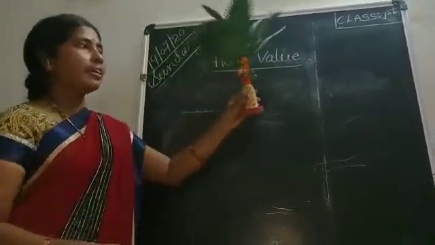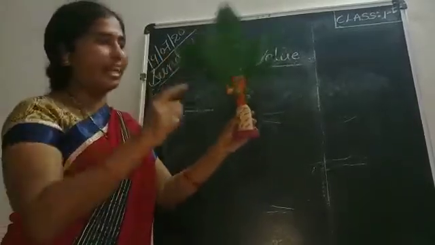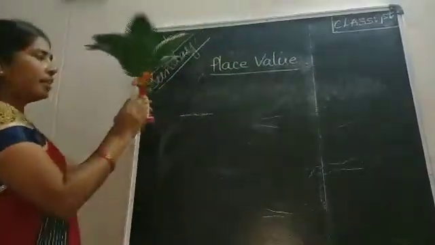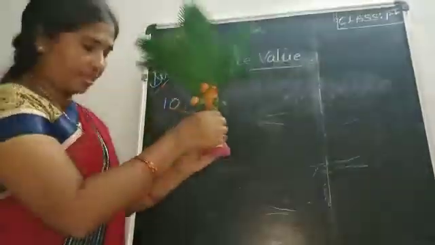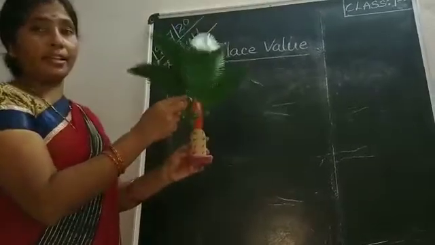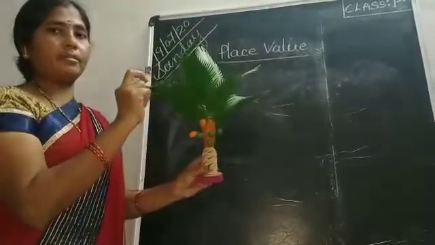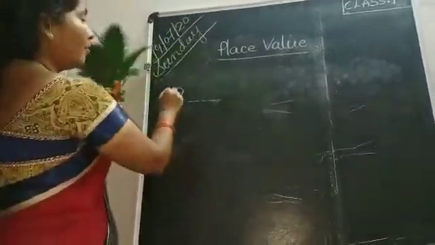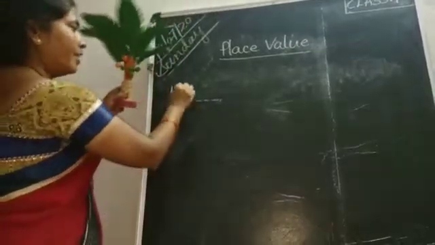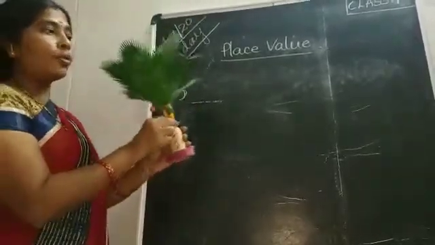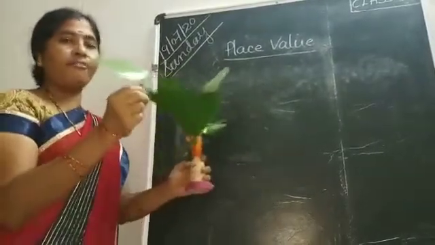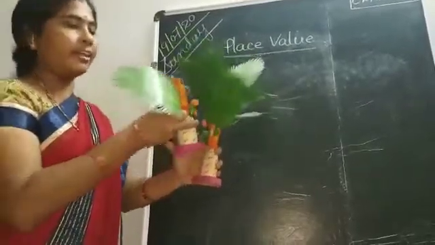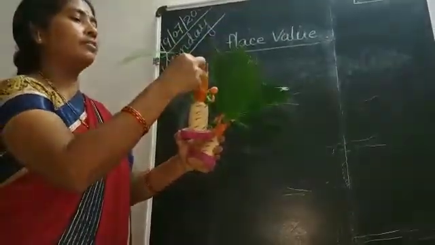See here, how many leaves are there? 10 leaves are there. Here there is one 10. See here, now one 10 and 1. One 10 and here 1.